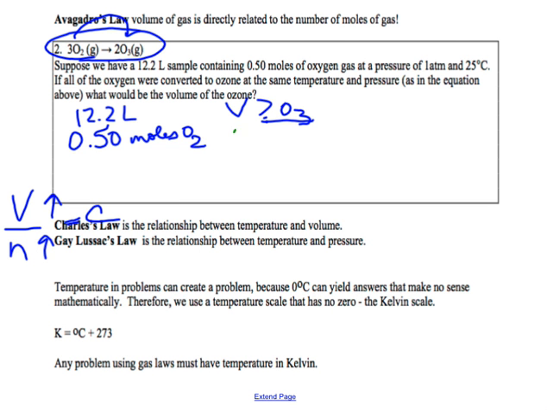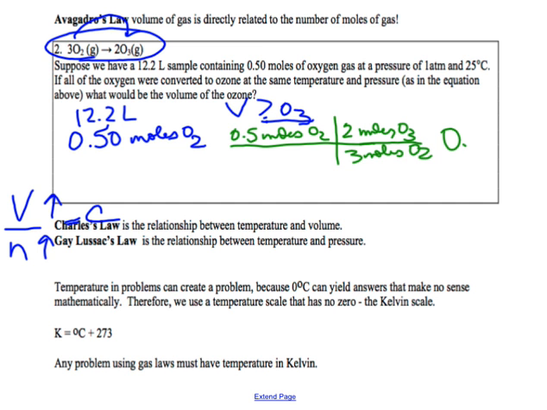And once I do that, I get 0.5 moles of O2 for every 2 moles of O3. I have 3 moles of O2. So how much O2 do I have? Quickly, calculators. 0.333. All right, so we have 0.333 moles.